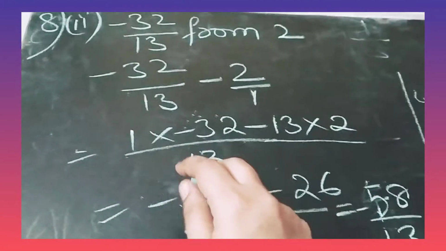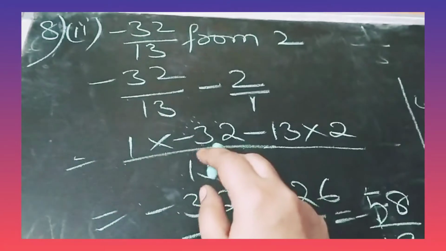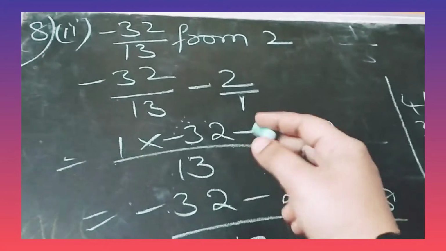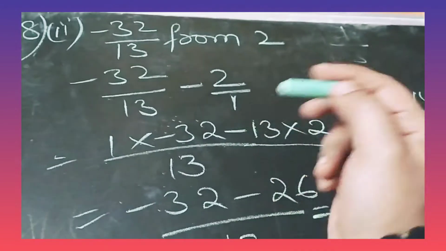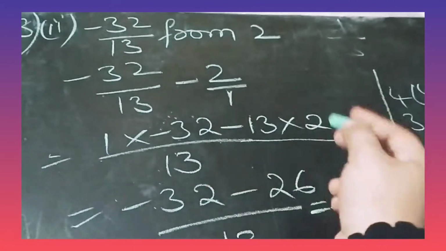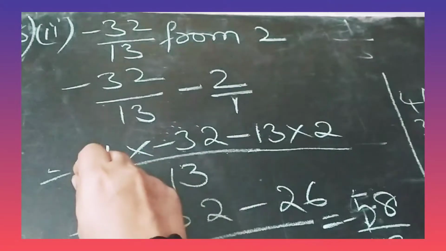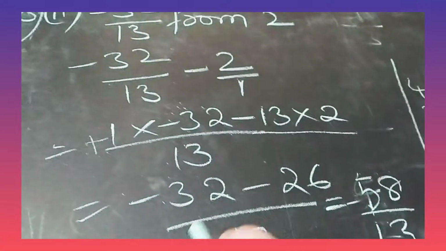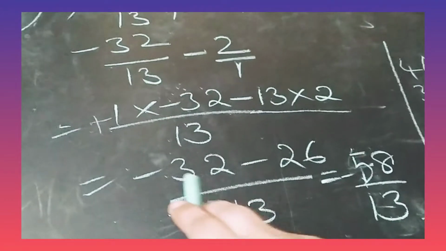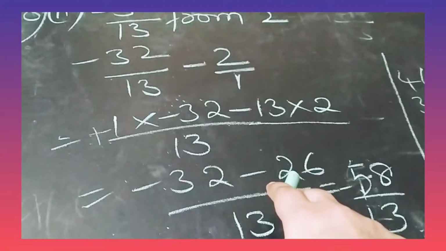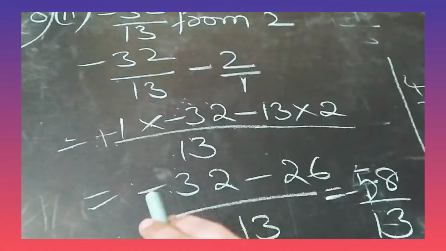How many times does 13 go in the 13 table? It goes 1 time. 1 into, again you have to write this numerator, minus 32, minus, how many times does 13 go in the 1 table? It goes 13 times. 13 into, again this numerator you have to write here, into 2. 32 ones are 32. Here plus is there, plus into minus is minus. Minus 32 minus 13 twos is 26, by 13. Minus 32 minus 26 means you have to add these two numbers, 32 and 26. What is the answer? It is 58. Then you have to write the minus symbol.